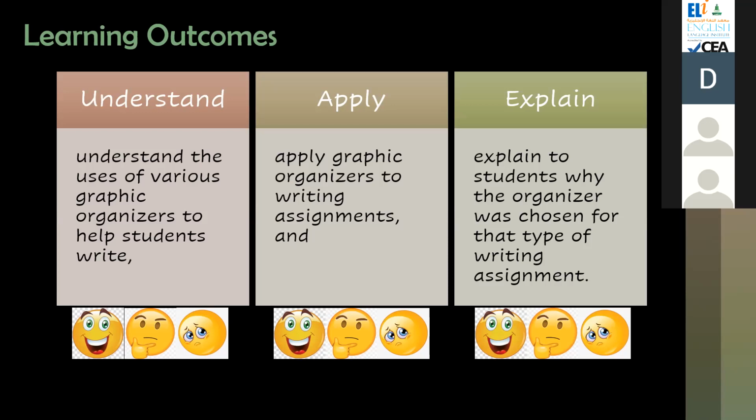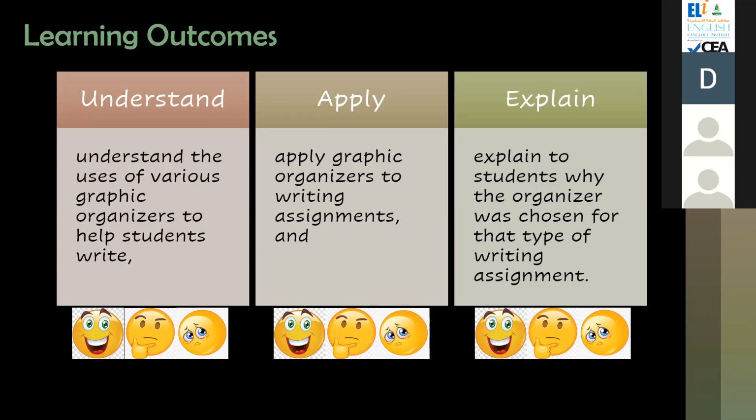The last part we said was explain. Can you explain to students why the organizer you chose was chosen for the type of writing assignment you gave? How do you feel about where you are? Do you understand? And I only touched on a few.